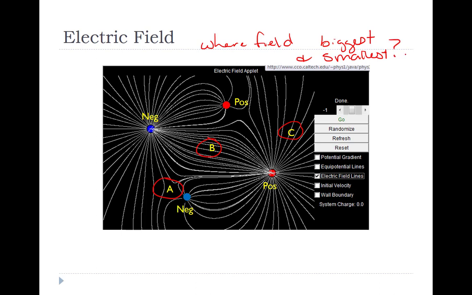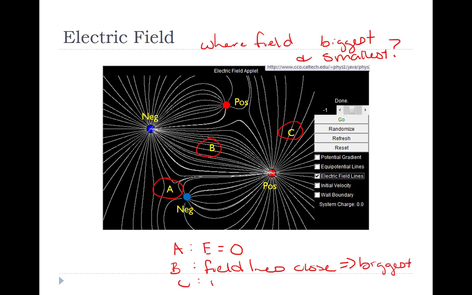Well, hopefully you look at this and you say, oh, look at A. A is sitting in one of those nulls between 2 charges. So at A, the field has to equal 0. If I look at B and C, at B, the field lines are closer together in general than they are at C. So point B has field lines close. So that's going to be the biggest. And C is going to be somewhere in the middle.